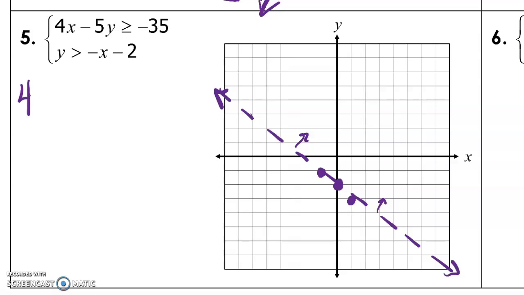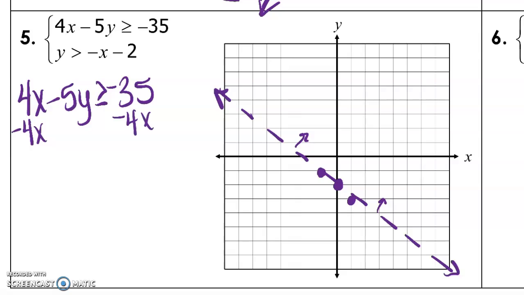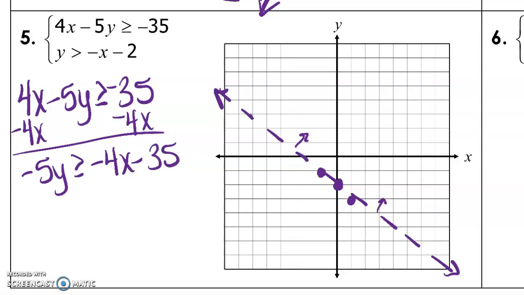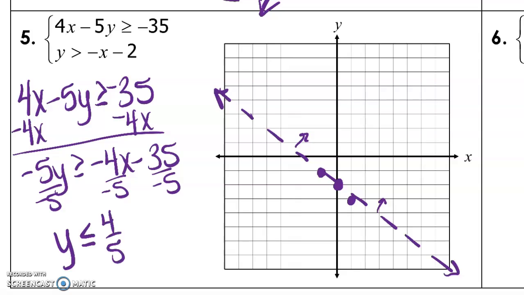For the top one, again, I'm going to rewrite it so I can solve it. So I'm going to subtract 4x from both sides. Again, you always move the x over, usually by subtracting. Negative 5y is greater than or equal to negative 4x minus 35. Divide everything by negative 5. Y is less than or equal to, since I divided by a negative, positive 4/5 x plus 7.